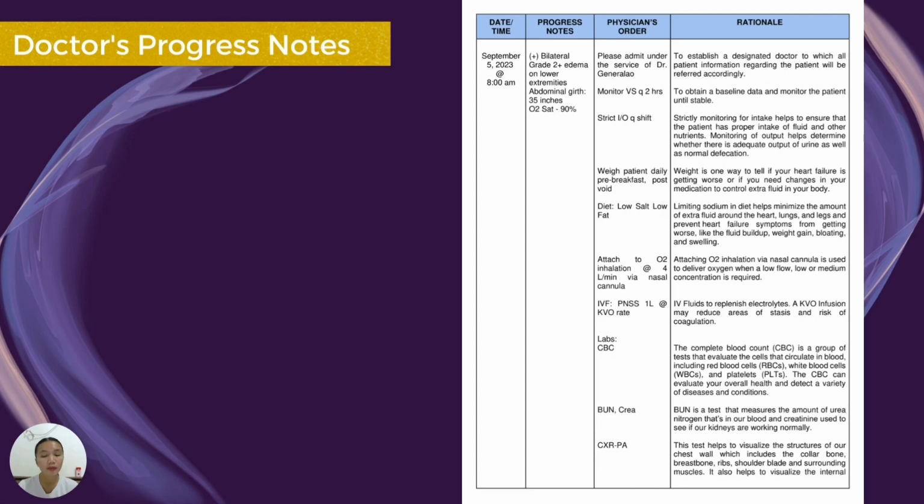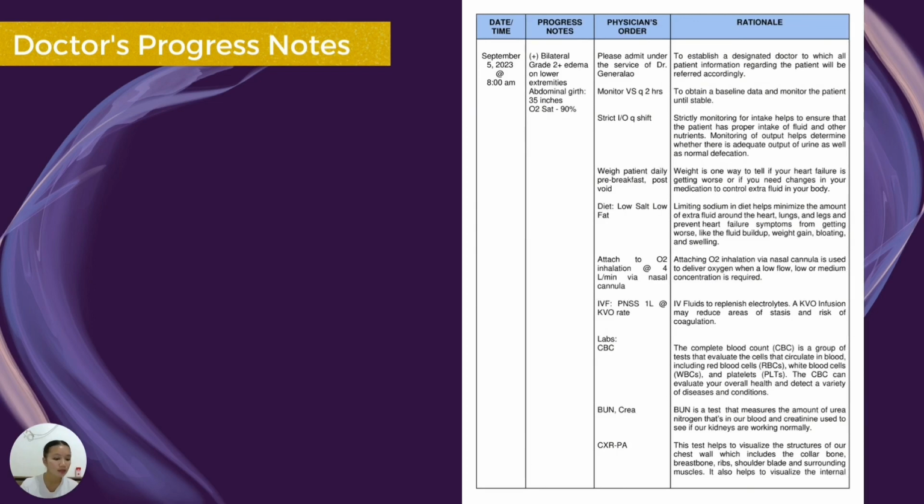These IV fluids will replenish the electrolytes, and a KVO infusion may reduce areas of stasis and risk of coagulation of the patient. Now we have the labs. The first lab is CBC, or the complete blood count. This is a group of tests that evaluate the cells that circulate in the body, including the RBCs, the WBCs, and the platelets, where RBC is the red blood cell and WBC is the white blood cell. The CBC can evaluate your overall health and detect a variety of diseases and conditions. Now for the BUN and CREA.